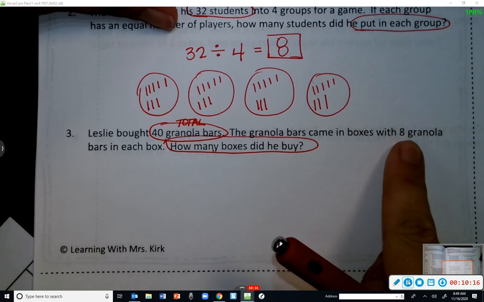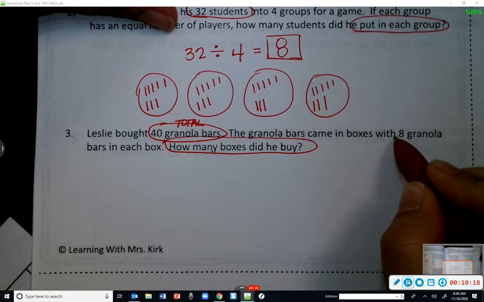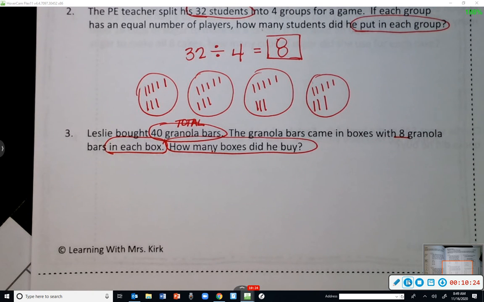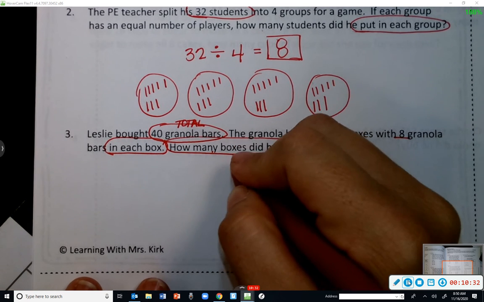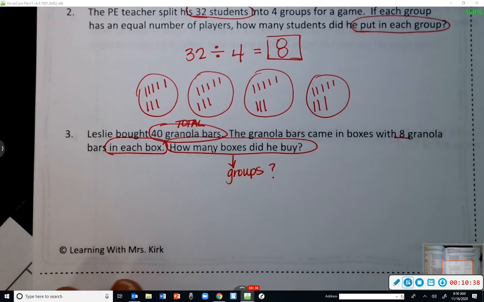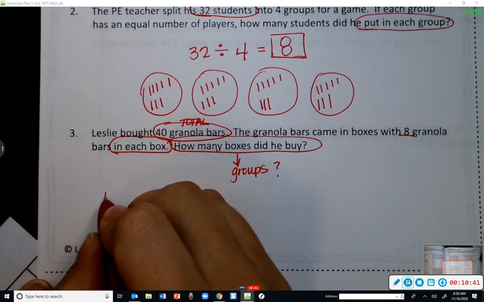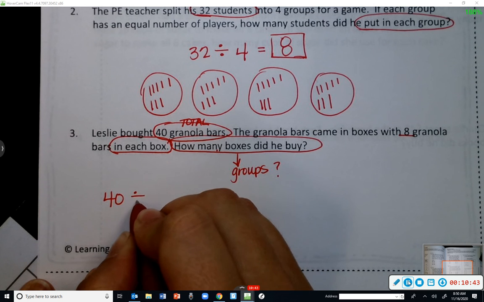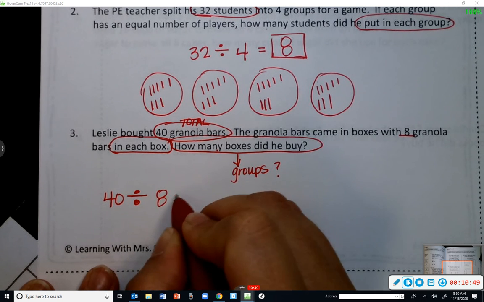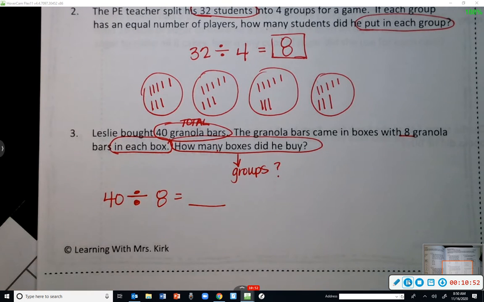And they came in boxes with 8 in each box. How many boxes did she buy? So we're not looking for a total, we're looking for how many boxes, which is another way of saying how many groups. So we're looking for the groups, not the total. So we need to take 40 bars and divide it by what? By 8. Good. Okay, I want you to go ahead and show your work, pick a strategy, get your answer.